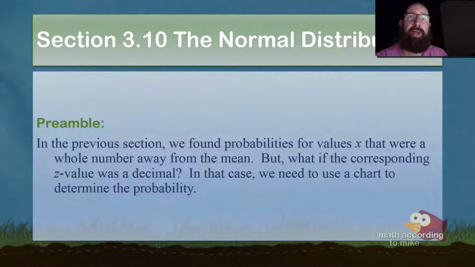Okay, 3.10, the normal distribution. So we already talked about how to use the 68, 95, 99.7 rule. And now we're going to talk about, well, what if it doesn't fall directly on a whole number away from the mean? This is where we need a chart or calculus, but we're not doing calculus because that's way too much fun. I can barely spell that word. We're going to use a chart instead.